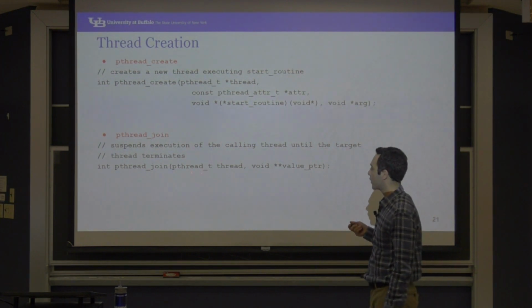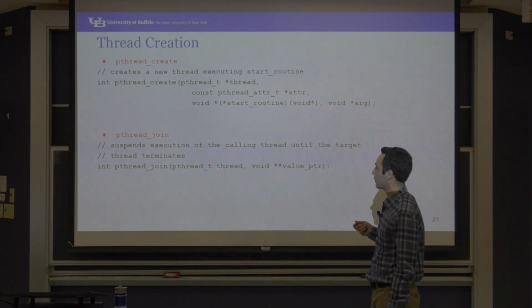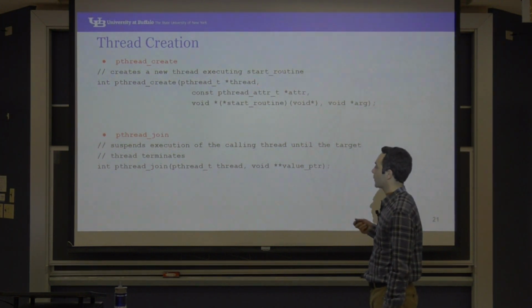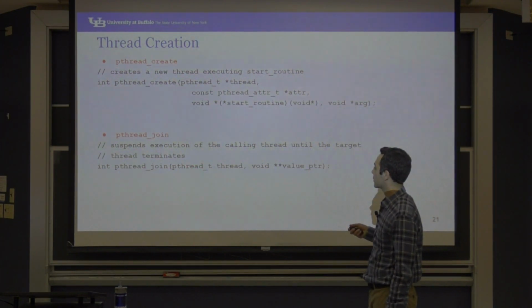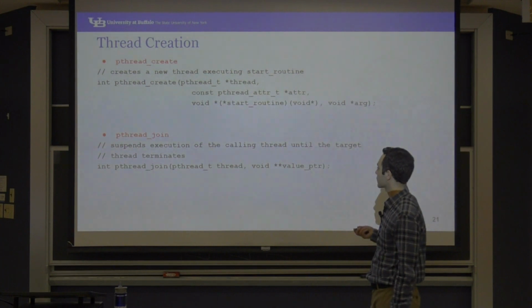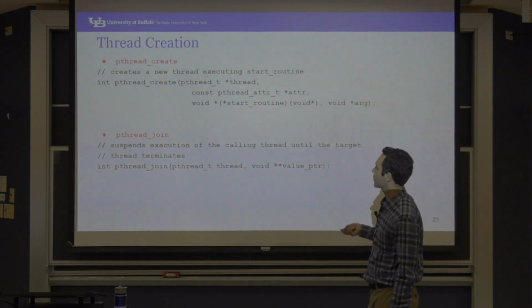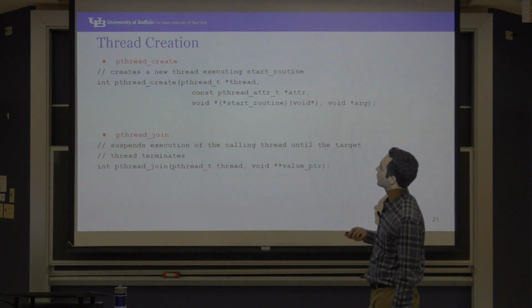So you wait for a thread by giving pthread_join the thread ID. I mean the thread variable. This is the thread type. And you also give it a pointer so that it saves the returning value in there.